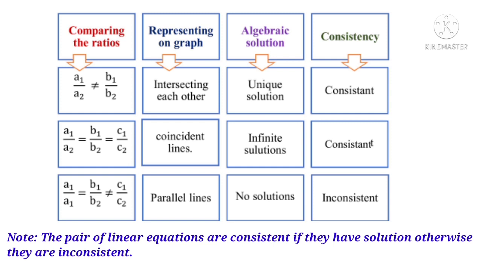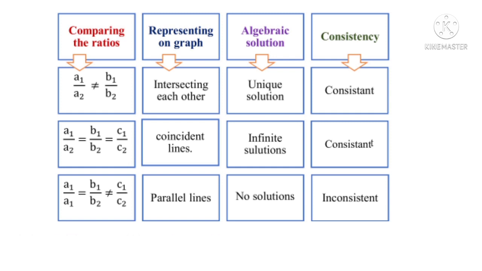Here, without drawing the pair of linear equations on the graph, we can even identify the nature of linear equations. Have a close look at the table. If a1 by a2 is not equal to b1 by b2, then the lines are intersecting lines. These intersecting lines always have only one solution that can also be called a unique solution. If the pair of linear equations has a solution, then they are called consistent. That is why intersecting lines are also consistent.